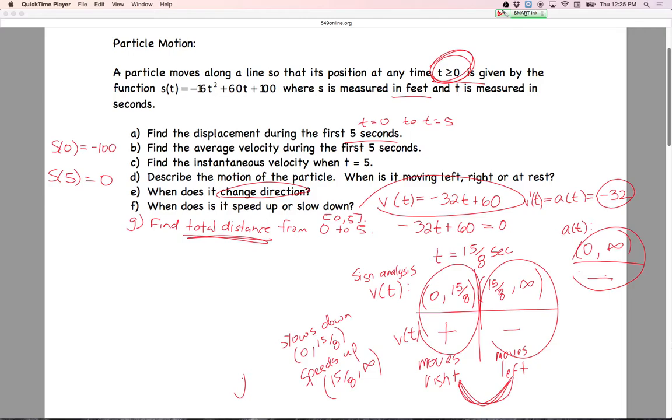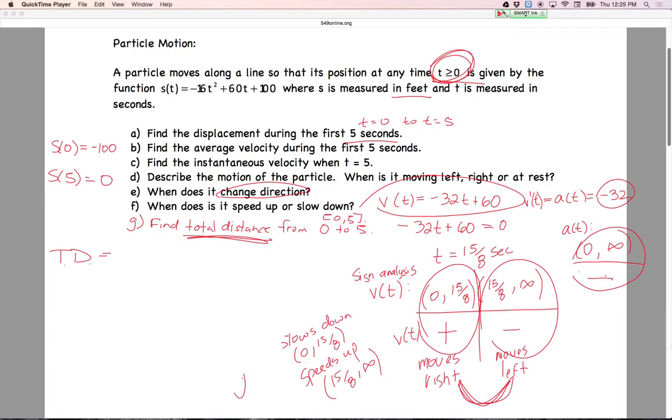So what we're going to do to find total distance, here's the formula. Ready? Total D, TD. To find the TD from 0 to 5, you're going to calculate the distance by calculating displacements, taking into consideration every change of direction. What did I just say? Every.